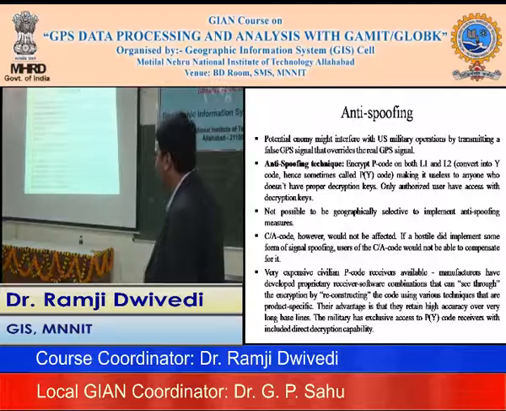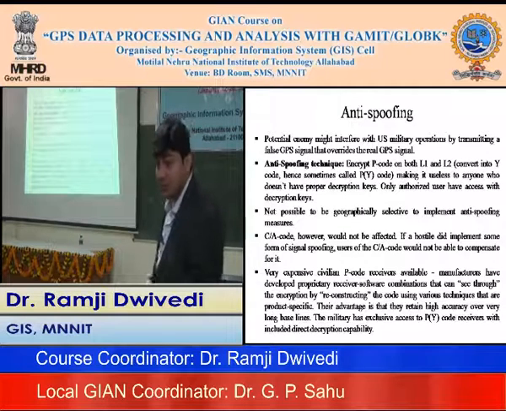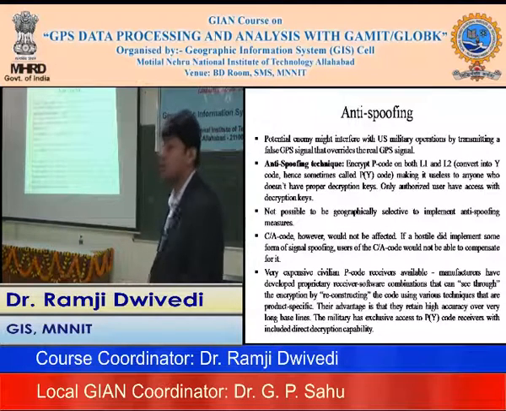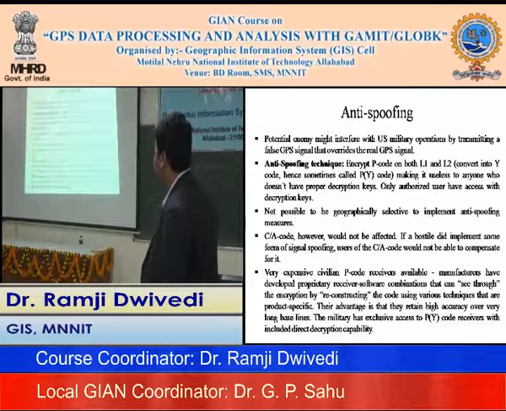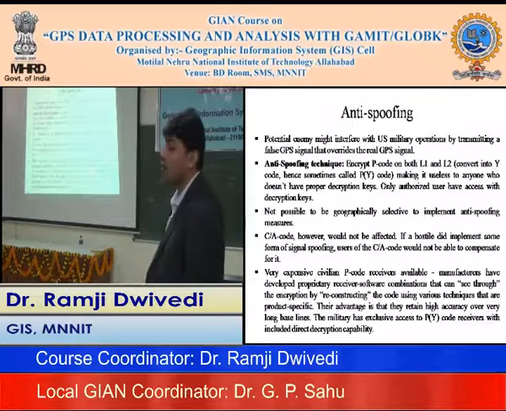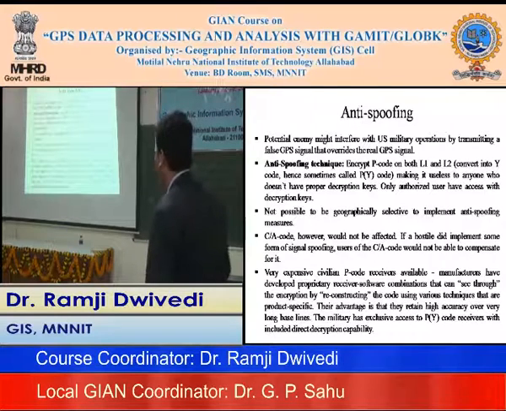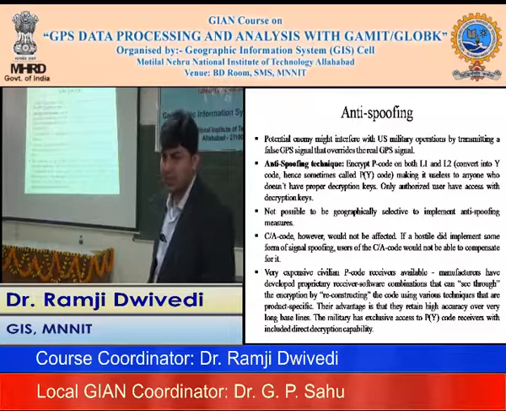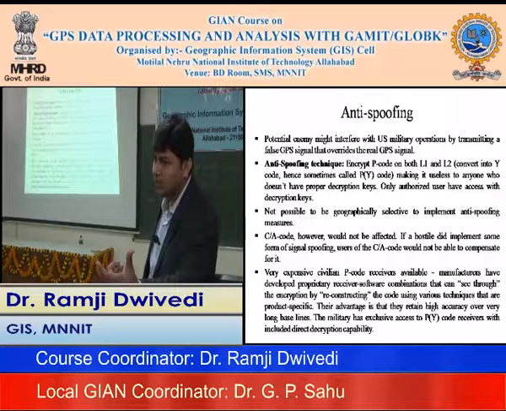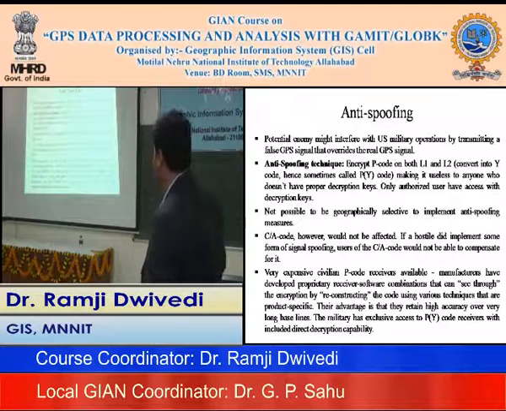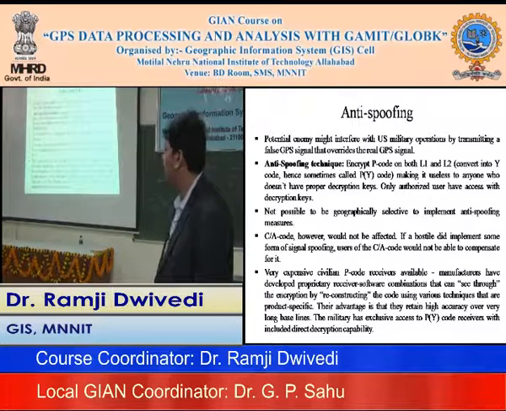So very expensive civilian P code receivers are available. When we talk about geodetic or dual frequency receivers, they have this kind of facility. They are very expensive. Manufacturers have developed proprietary receiver software combinations, I am talking about the module that can see through this encryption. They can know what the actual W code is, so that we can get to the actual P code. The military has exclusive access to PY code receivers, which included direct reception capability.